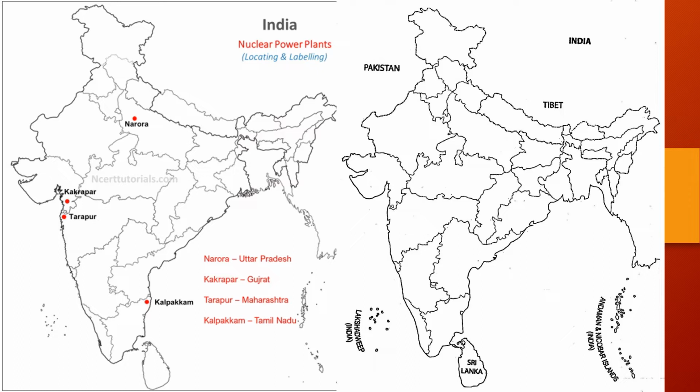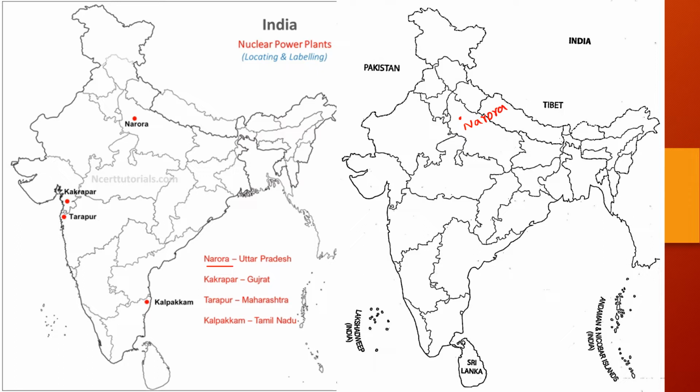The first important one is Narora, which is in Uttar Pradesh. Clear. So Narora is one of the important nuclear power plants. It is in the west corner of Uttar Pradesh, nearby Delhi. So here is where this Narora will come. Okay, so this is where the Narora nuclear power plant will come. Narora nuclear power plant. Clear.